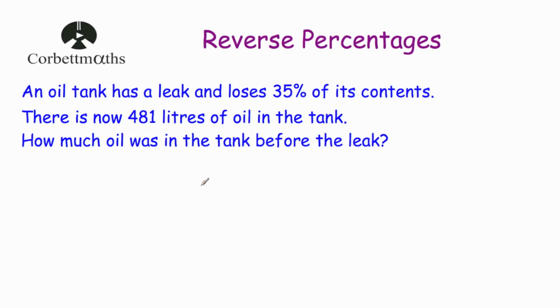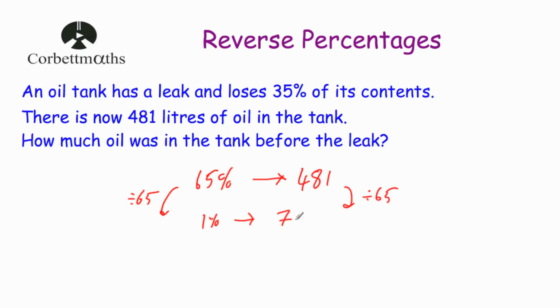So the tank at the beginning had 100% of its oil and it loses 35%. So if we take 35 away from 100, we will get 65%. So the oil tank now has 65% of the oil, and we know that's equal to 481 litres. So if we divide by 65, we will find what 1% is, and then we can find 100%. So if we divide by 65, we'll find that 1% is equal to 7.4 litres. And then if we times by 100, we'll find that 100% is equal to 740 litres.